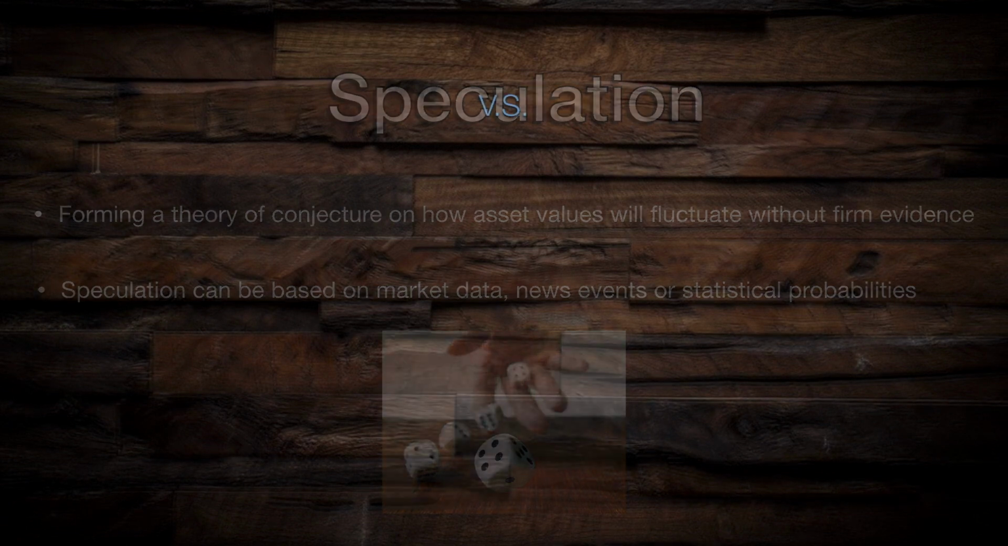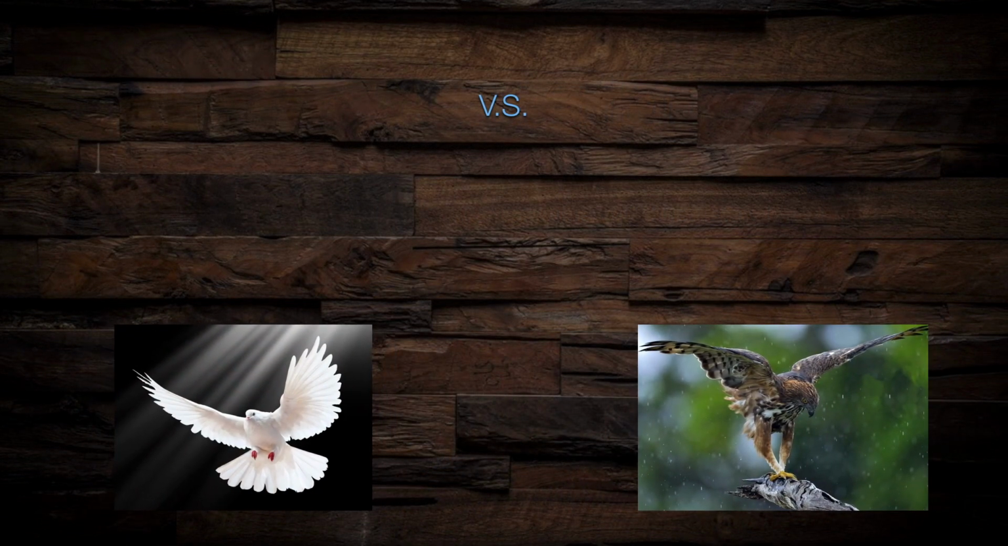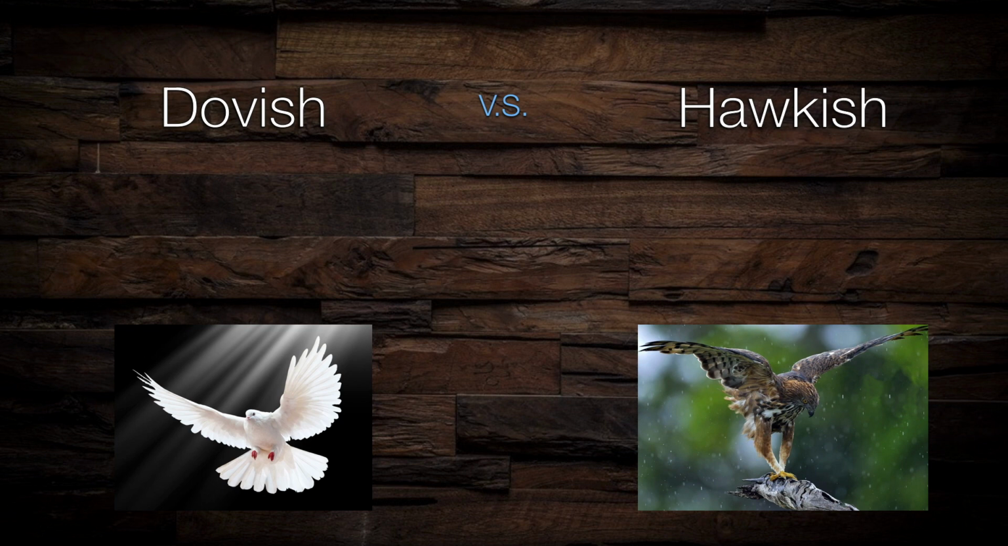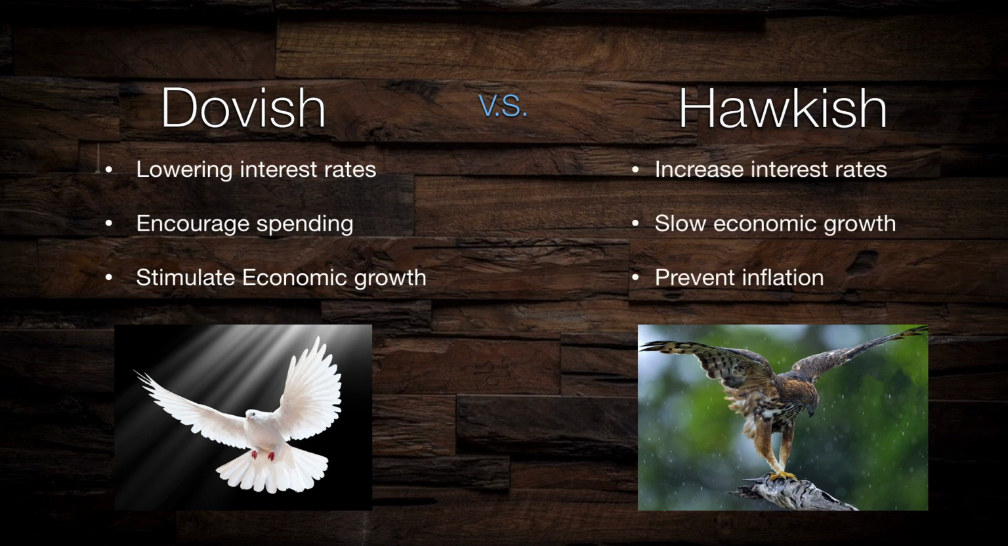In addition to bears and bulls, we have a couple other animals to add to the mix. You might occasionally hear economists talk about the monetary policymakers from the Federal Reserve as dovish or hawkish. Dovish policies involve the lowering of various interest rates to encourage spending and stimulate economic growth, while hawkish policies, on the other hand, involve the raising of interest rates. Hawkish monetary policies aim at slowing down economic growth and preventing excessive inflation.